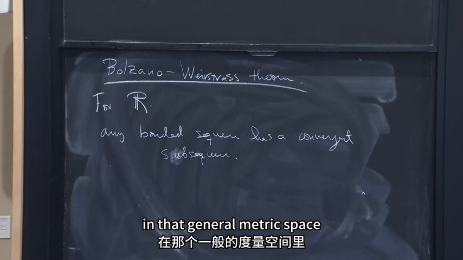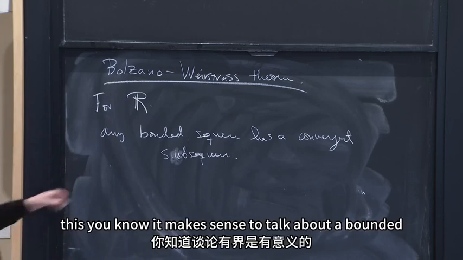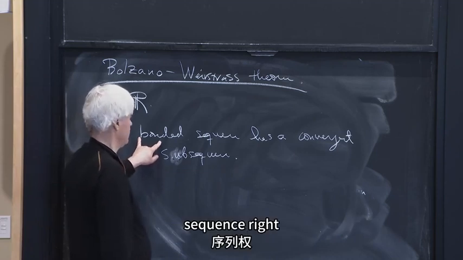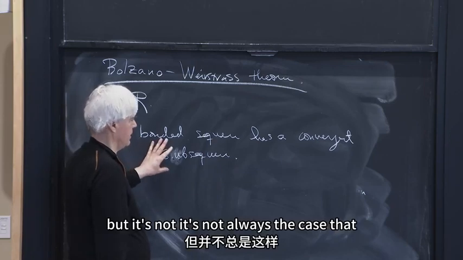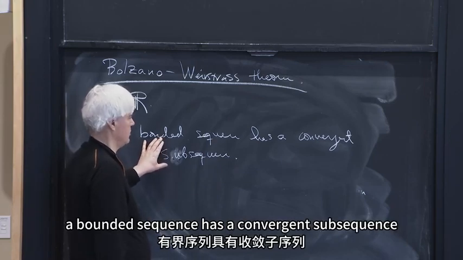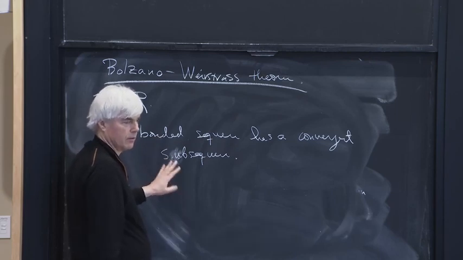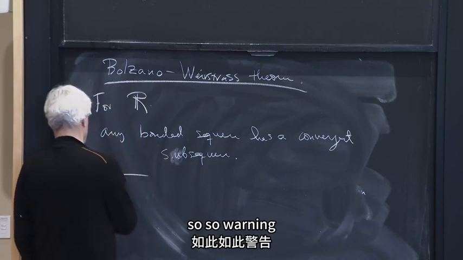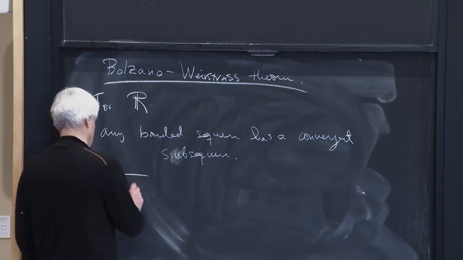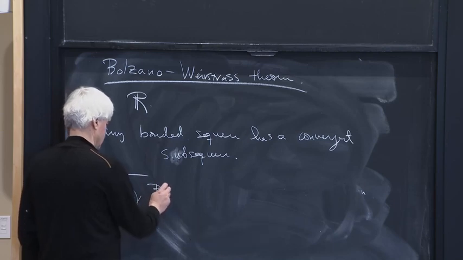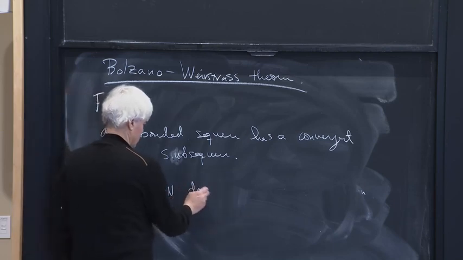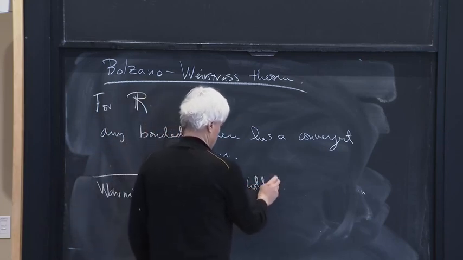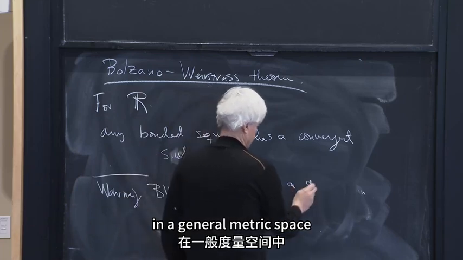In a general metric space, it makes sense to talk about a bounded sequence, but it's not always the case that a bounded sequence has a convergent subsequence. So it does not hold. Warning: Bolzano-Weierstrass does not hold in a general metric space.